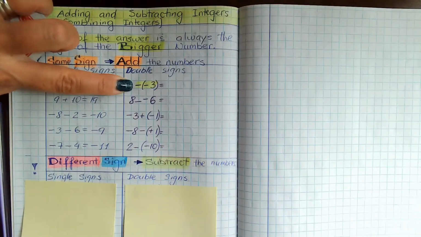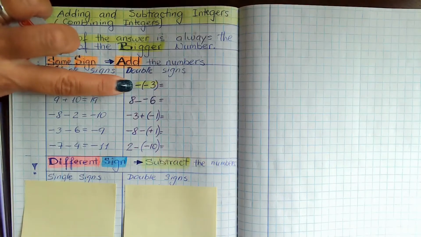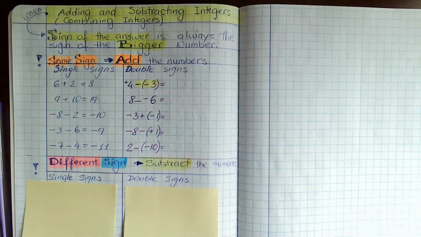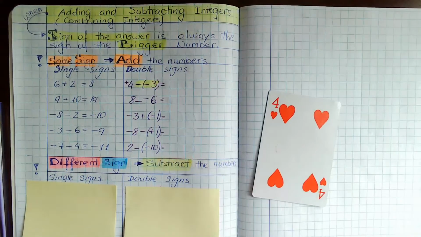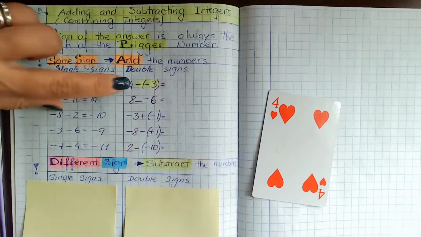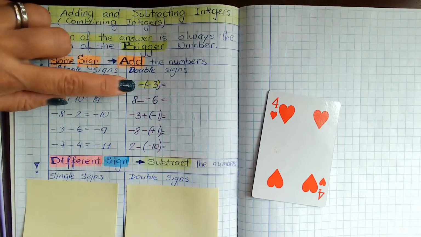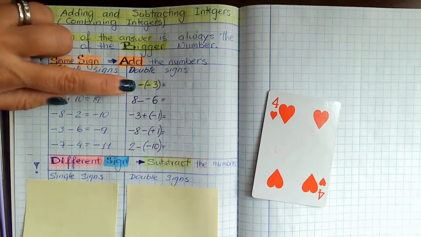So the goal is to change it to single, because if I was to look at this problem and pick cards representing it, my 4 is positive, but then I only need one card. I need a card for 3. So I can't have a double colored card. It's either red or black. So here's when we think, what is minus minus?